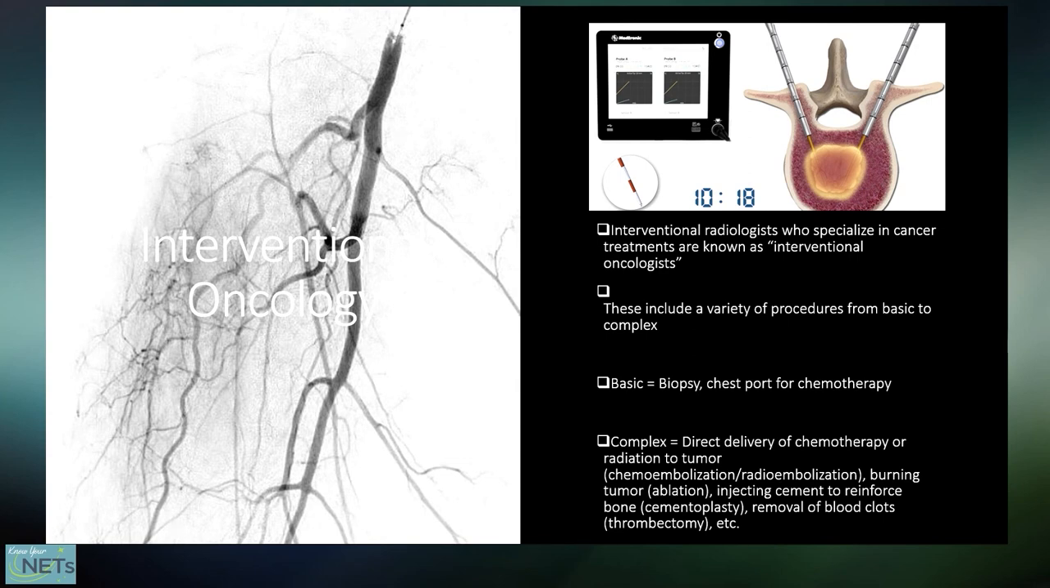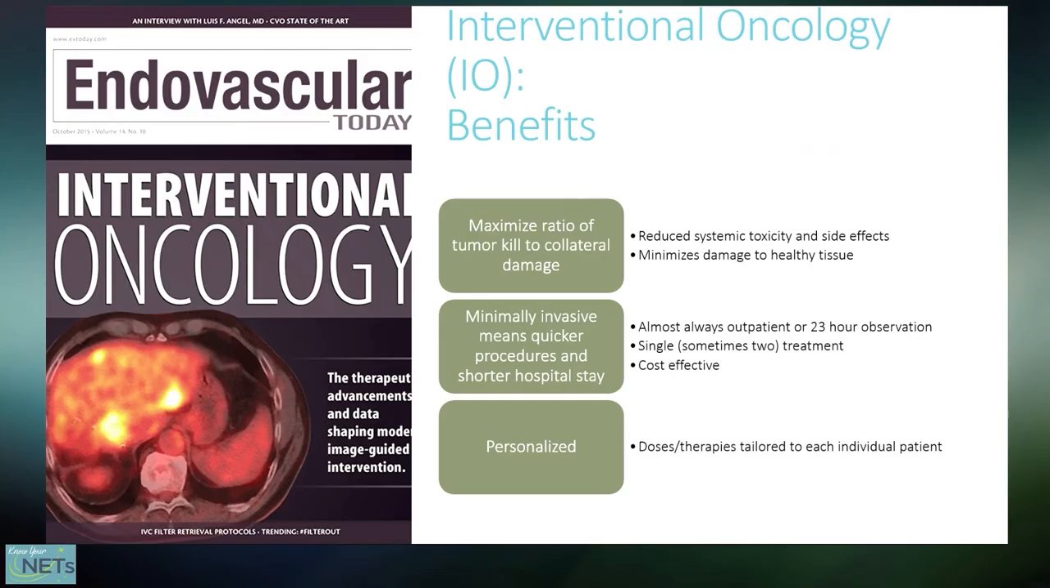But in addition to that, we do a wide variety of complex procedures. That can range from directly delivering chemotherapy or radiation to tumors, which is known as chemoembolization or radioembolization, burning tumors, which is known as ablation, injecting cement into bone to reinforce it, which is known as cementoplasty, as well as other things that are cancer-related, such as removing blood clots secondary to cancer.